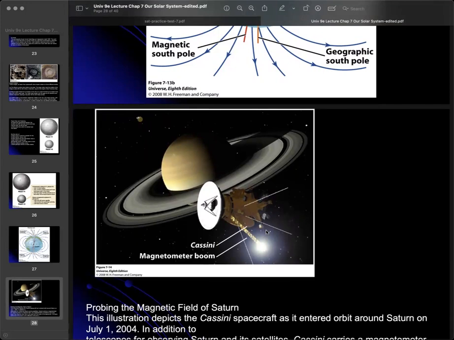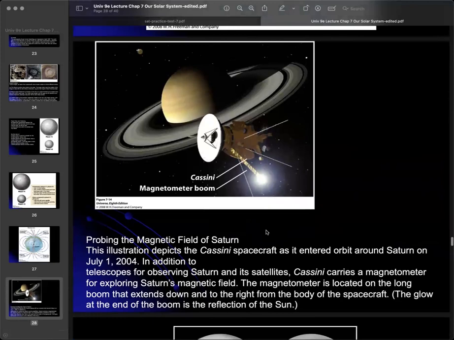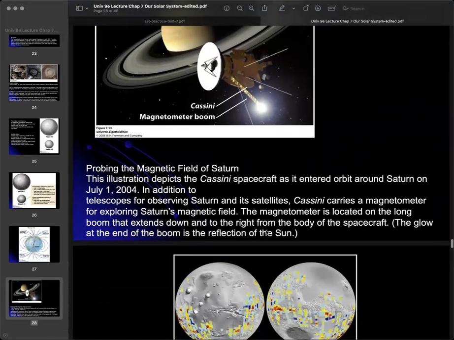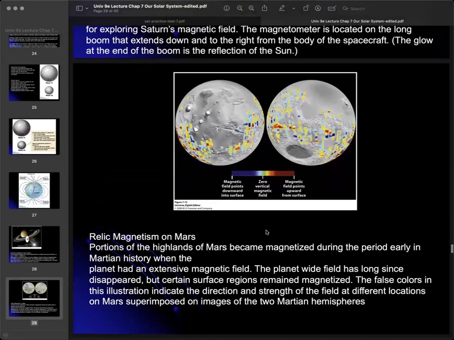The sun has a super strong magnetic field. Saturn also has a strong magnetic field. Here is a picture of the probe Cassini passing by Jupiter and by Saturn and measuring its magnetism. There is relic magnetism on Mars. There isn't a global magnetism on Mars anymore, like on Earth.